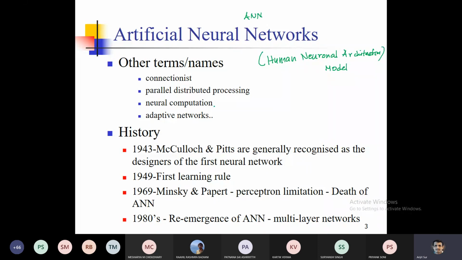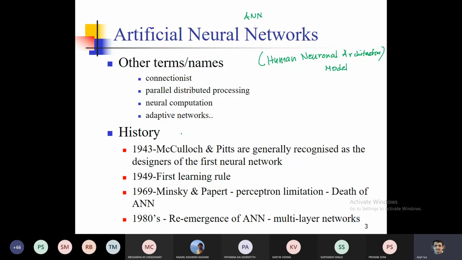Neural computation means, as I said, it is a bit similar to the human neuronal architecture, and it is adaptive to different human behavior, or you can say the kind of cause and effect, human action with a particular visual or sensory condition. So it is adaptive in that sense.